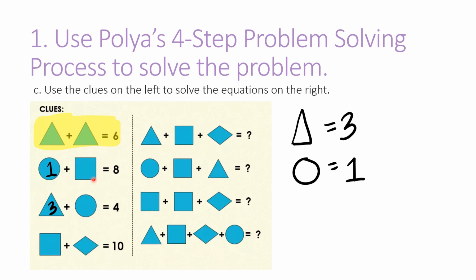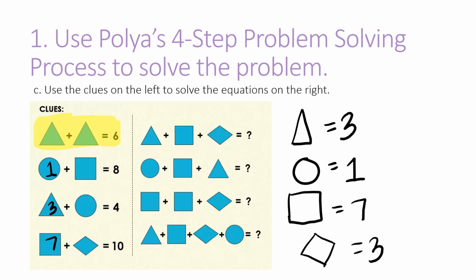So up until now, you may have been thinking like, oh, it's the number of sides or something like that, but this kind of throws us off. So square is equal to 7. So let's fill that in clue 4. 7 plus rhombus equals 10. All right, so rhombus must be 3.